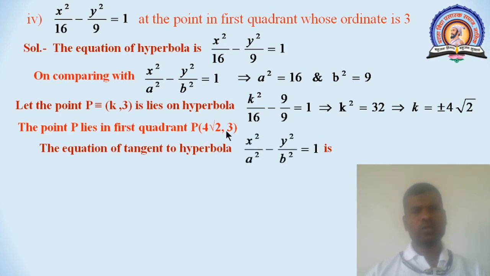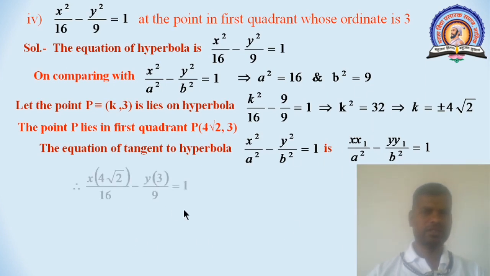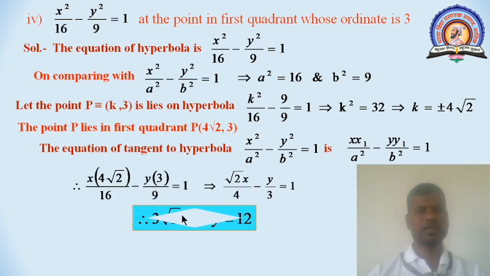Therefore, the equation of the tangent to the hyperbola at the point P(4√2, 3) is xx1/a² − yy1/b² = 1. Put the values x1 as 4√2, y1 as 3, a² as 16, b² as 9. You will get the equation of the tangent as 3√2x − 4y = 12.